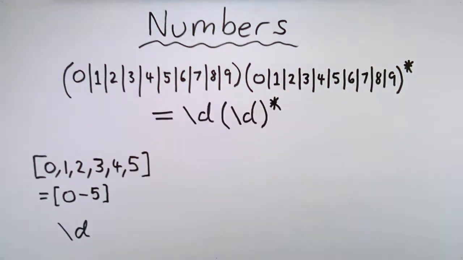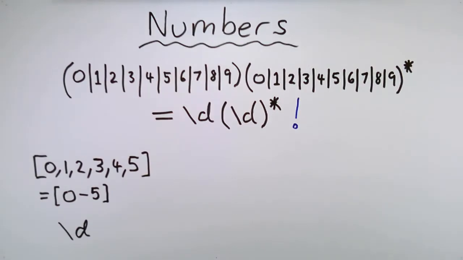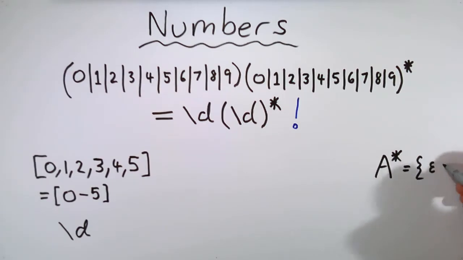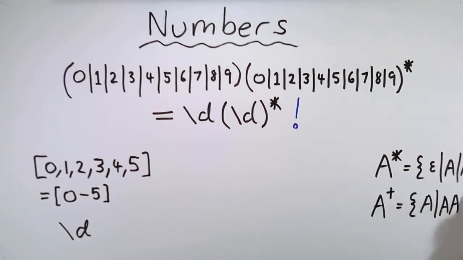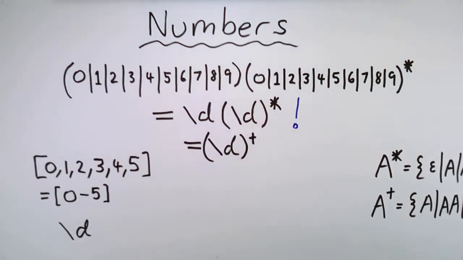\d star is so much shorter now, but it still matches exactly the same pattern. In fact, we can shorten it even more by introducing the plus notation. While A star matches 0 or more A's, A plus matches 1 or more A's. So we can now write our regex formula that will match any number as \d plus.